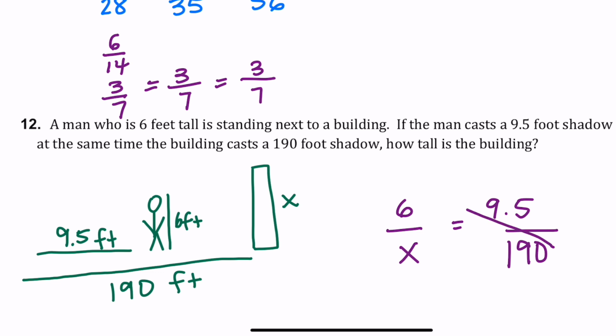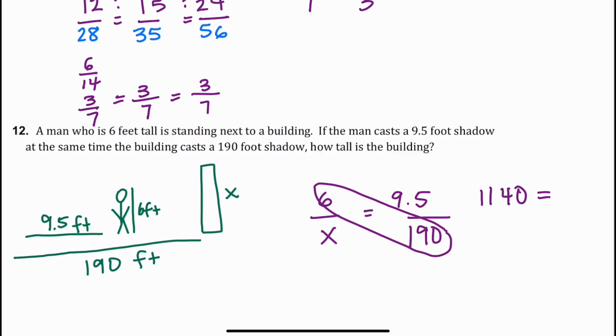We're going to cross multiply 190 times 6. So 1,140 is going to equal 9.5x. So we divide both sides by 9.5. And so x is going to be 120 feet tall. So that's the size of the building, 120 feet.